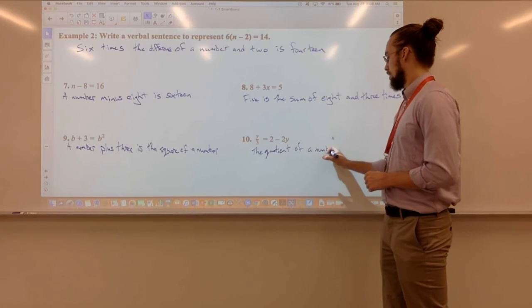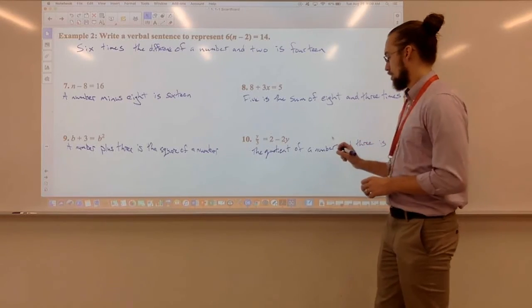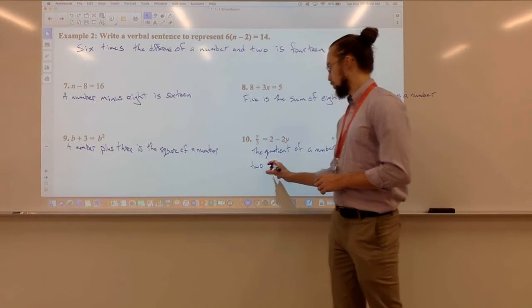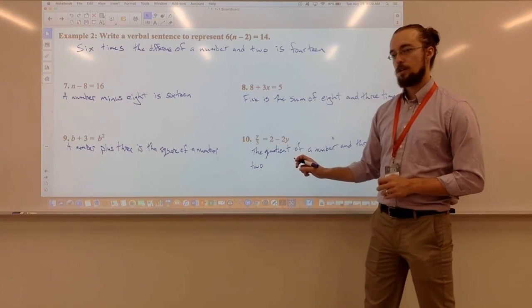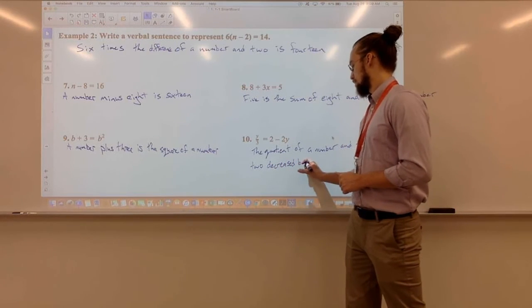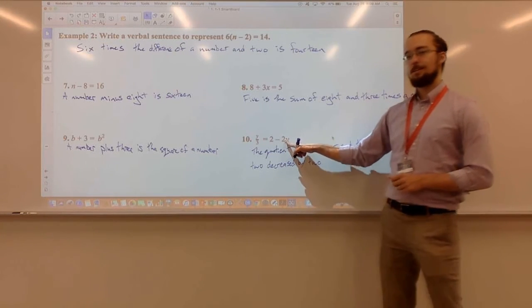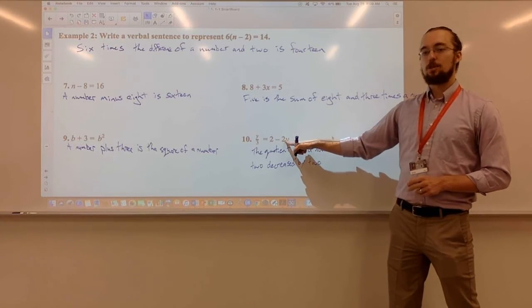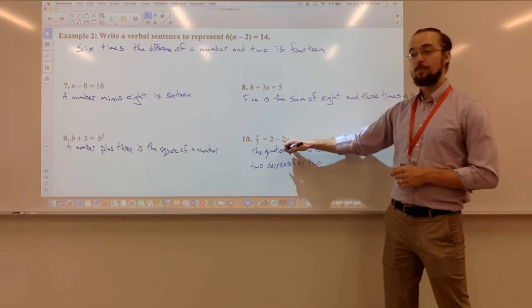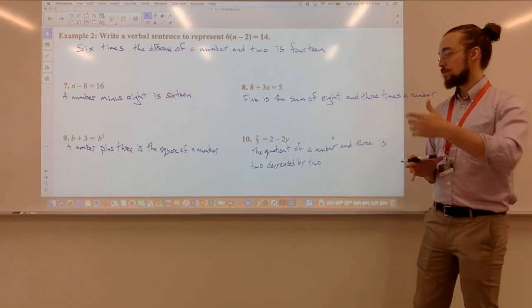So you said the quotient of a number and 3 is equal to 2 decreased by 2 minus the number. This isn't 2 minus a number. Look back up at the top. This is multiplication, right? So we would need to use one of those words for multiplication. So we could say decreased by 2 times a number.